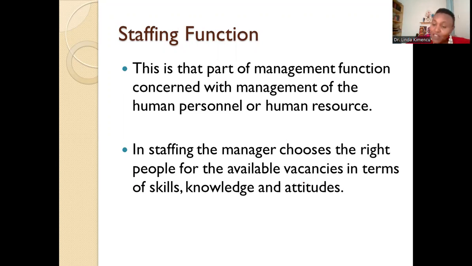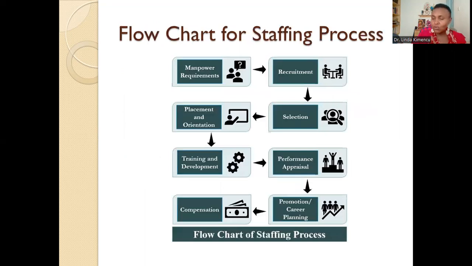So the staffing function, this is where you are a manager. You have the role of choosing the right people with the right competencies, with the right skill set to be able to do the tasks that you had identified in the organization structure or in the organizational chart. So how do you do the staffing? These are the activities that are involved in the staffing process. So the first step is to identify manpower requirement.